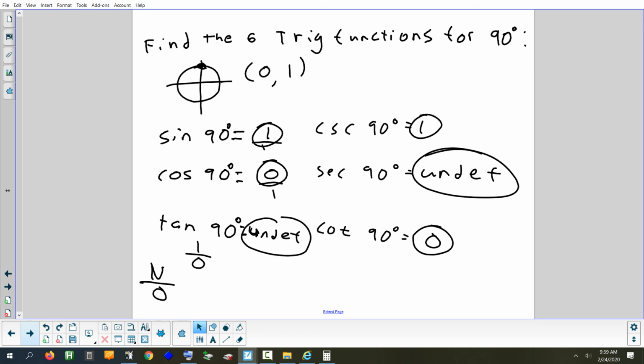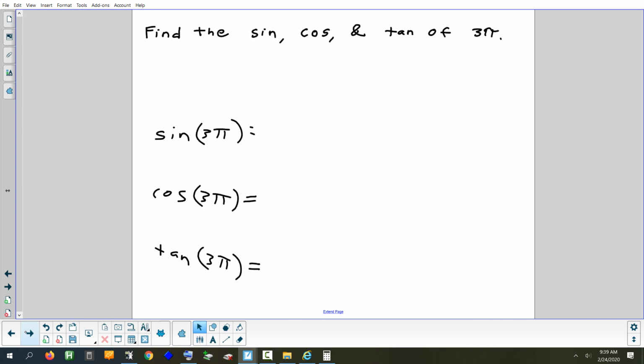So again, right there, you're looking at 6 separate questions on a test. You'll probably have maybe 10 or 12 of these kind of problems to do, but each one is going to be a different angle. I'm not going to give you one angle and have you do 6 things with the same angle. I'll give you 90, and I'll say, okay, find the sine. And then I'll give you one like 3 pi, and I'll say, okay, now do the cosine.